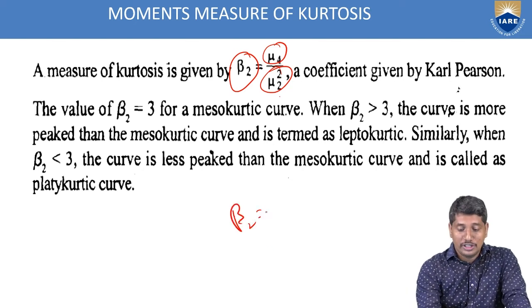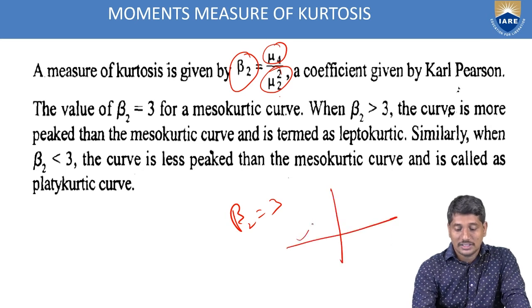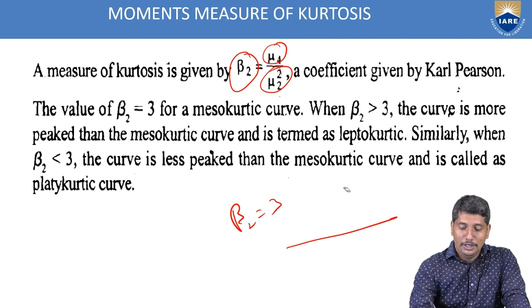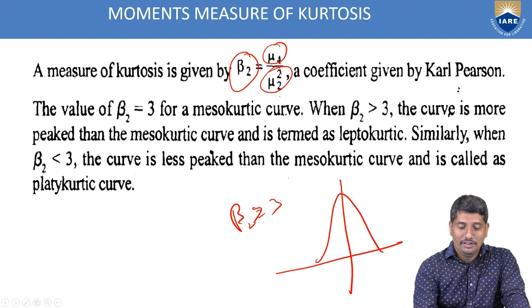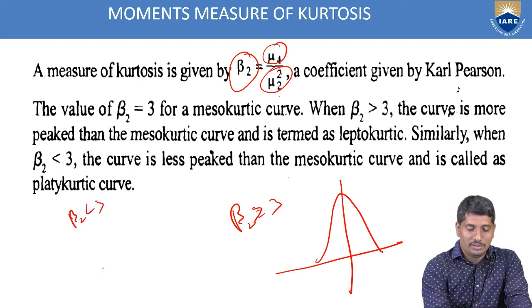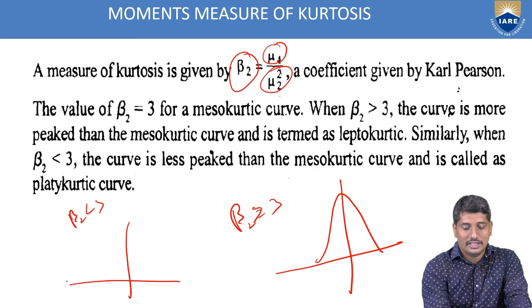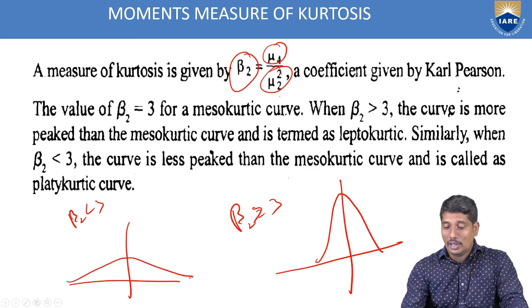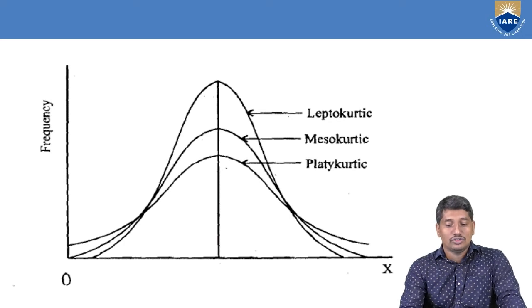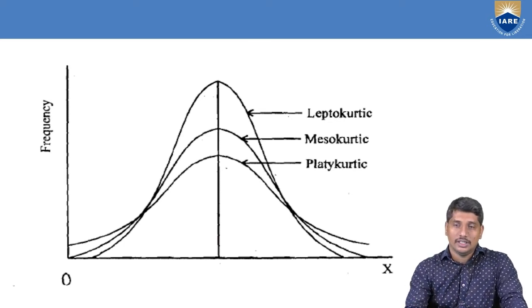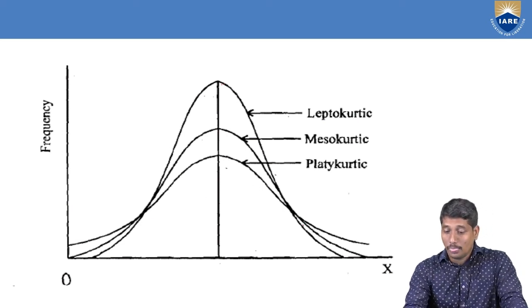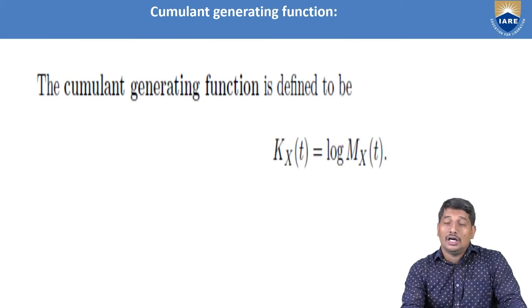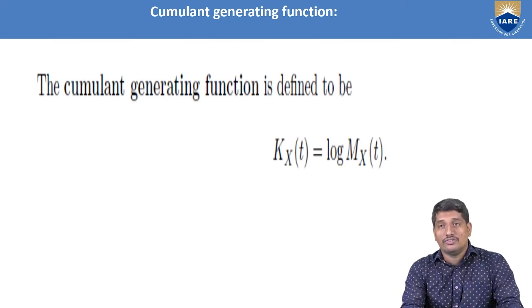If beta 2 is equal to 3, we call it mesokurtic. Then the curve will be very balanced. If beta 2 is greater than 3, the curve will be highly peaked. If beta 2 is less than 3, then the curve will be very flat, platykurtic. Here we can see all three in a single diagram: leptokurtic, highly peaked; mesokurtic, balanced; platykurtic, very flat. Now we are going to calculate the skewness and kurtosis for the normal distribution.